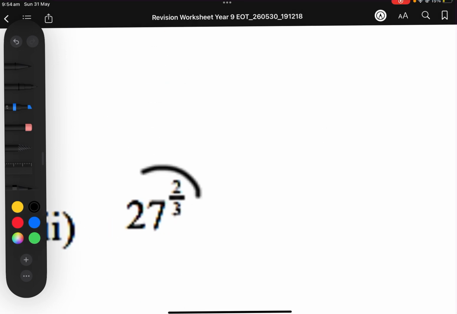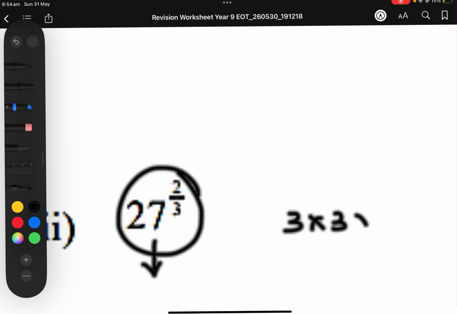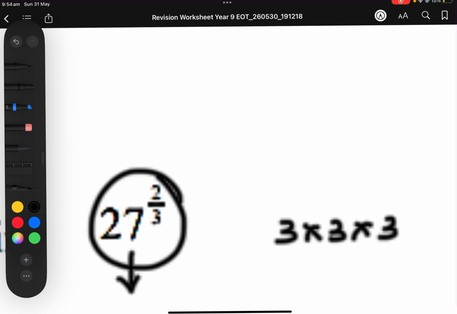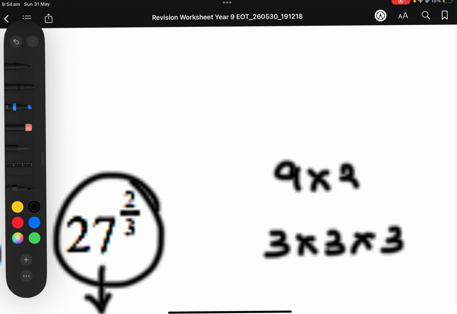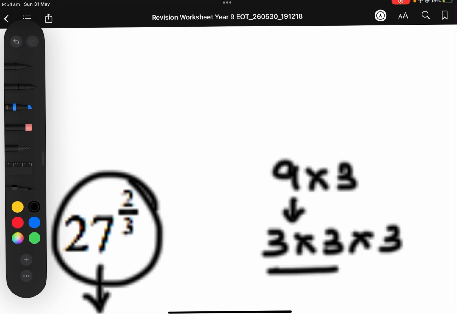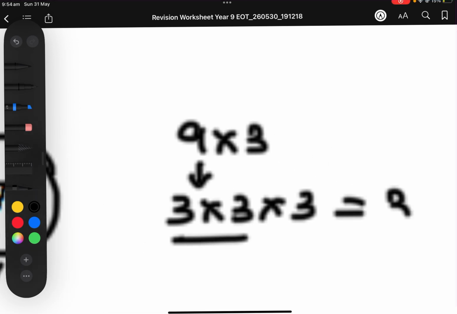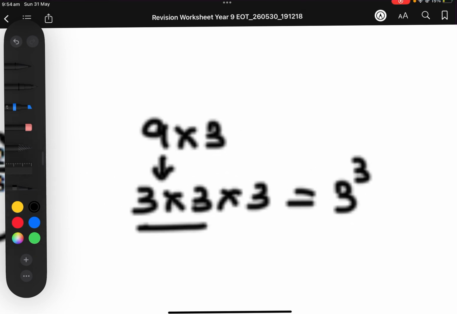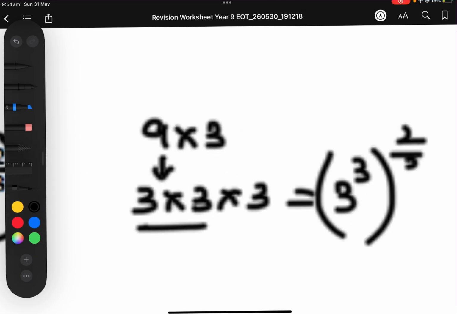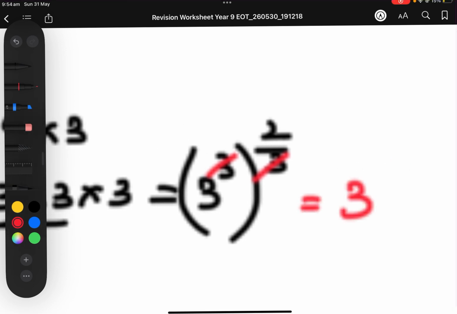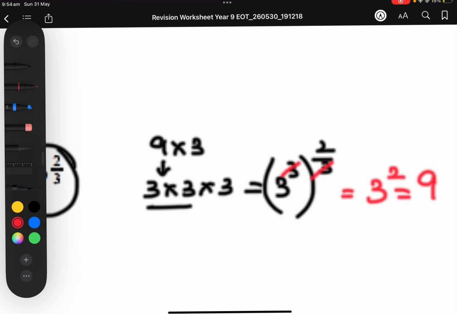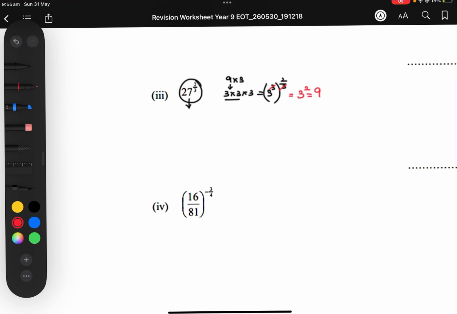Okay. Then you have 27 to the power 2 over 3. So write down, how can you write 27? You can write 3 threes are 9, 9 threes are 27. Then 9 can be written as 3 threes. So you get 3 cube for 27, and then you have a 2 over 3 at the top. So this 3 gets cancelled. It becomes 3 square, which is a 9. Okay, we get a 9.